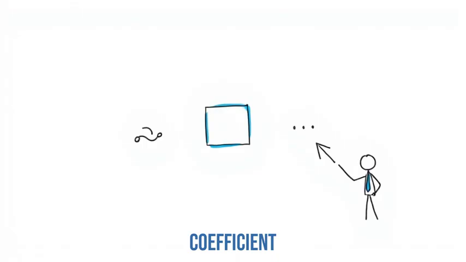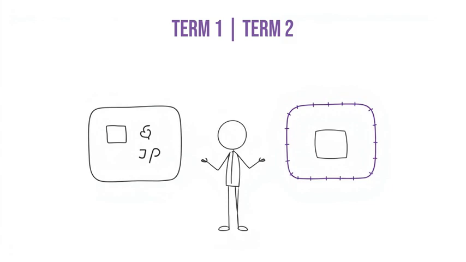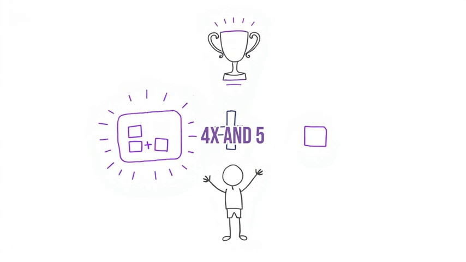The number stuck to the letter is called the coefficient, like the 4 in 4x. And a number on its own, with no letter, is called a constant. Each separate chunk of the expression split by plus or minus is called a term. So 4x plus 5 has two terms, 4x and 5.